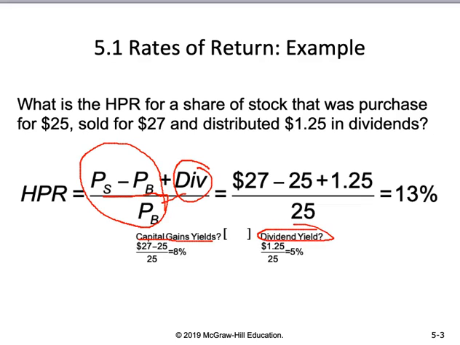So we had, in this case, an 8% capital gain yield. That's the amount that we made on the sale of the stock. And in the meantime, the dividend yield, or the income, earned us a 5% return. So you add those two together and you get 13%. That's your total return, or holding period return, on that stock.